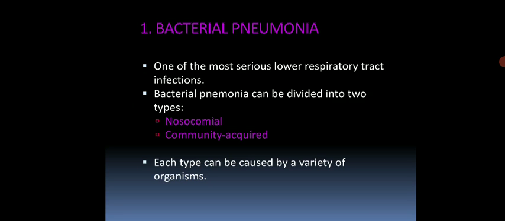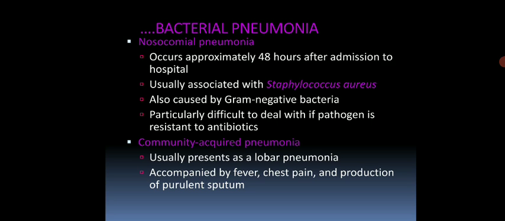So first, bacterial pneumonia. One of the most serious lower respiratory tract infections, bacterial pneumonia can be divided into two types, that is nosocomial as well as community acquired. Nosocomial means this is a hospital borne infection, and community acquired means it is acquired through community transfer methods. Each type can be caused by a variety of organisms. Nosocomial pneumonia occurs approximately 48 hours after admission to hospital, usually associated with Staphylococcus aureus and also caused by gram-negative bacteria, particularly difficult to deal with if the pathogen is resistant to antibiotics.